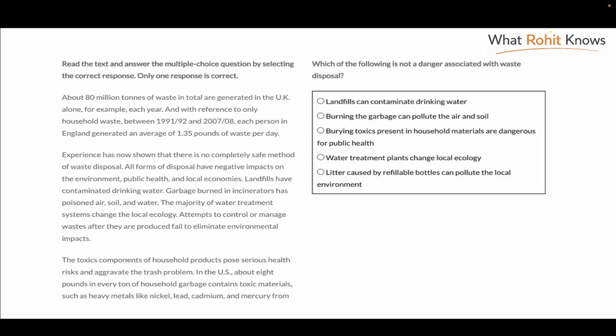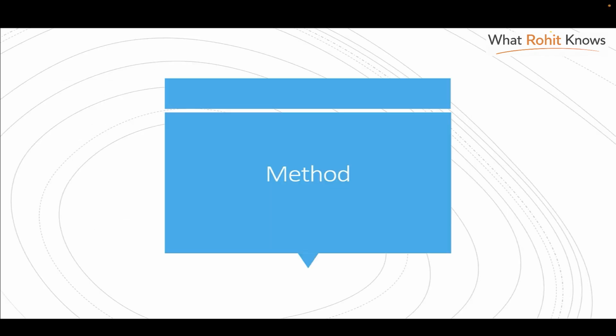On the left, you have the text. Then at the top right is the question. And below that is the list of options. You have to select one option, the one correct option, to answer the question at the top. So it's quite straightforward. Now let's see the method.